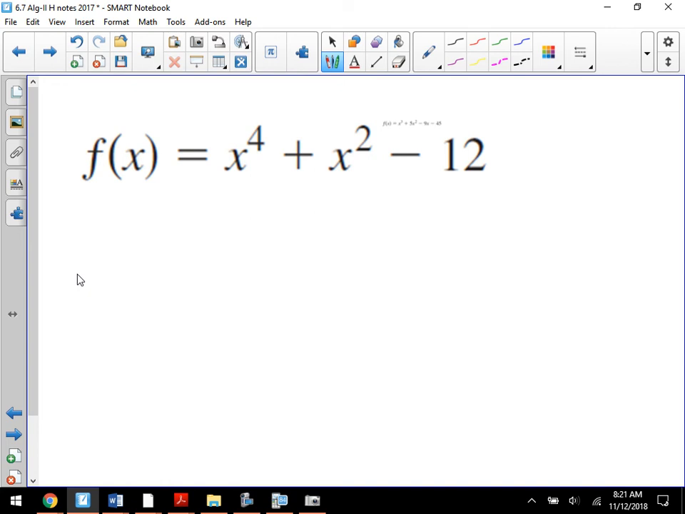Factor, how it says, yeah. What times what is -12, and you add together to get +1? -3 and +4, right? Okay. So you have x squared plus 4, x squared minus 3.